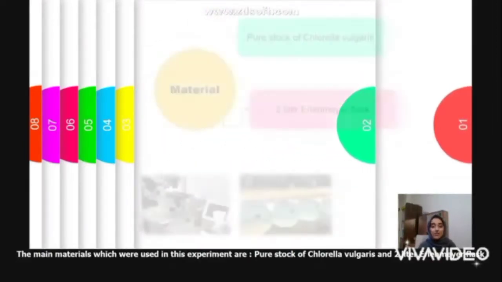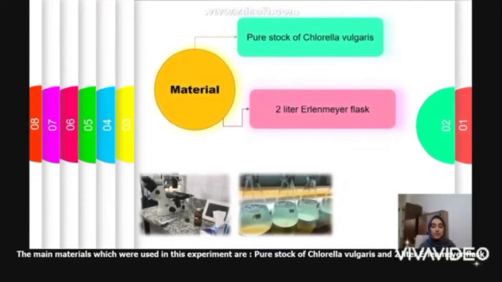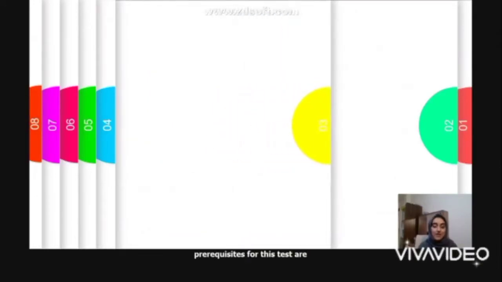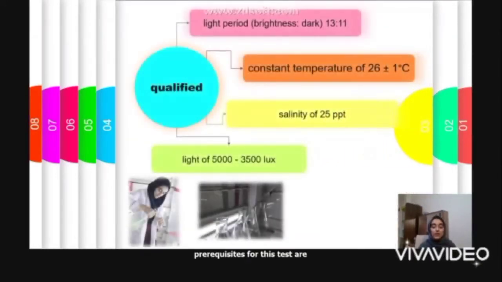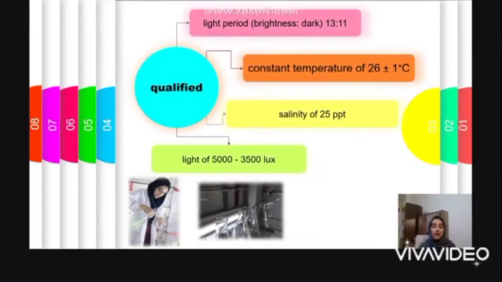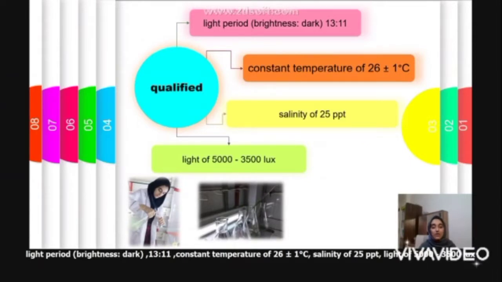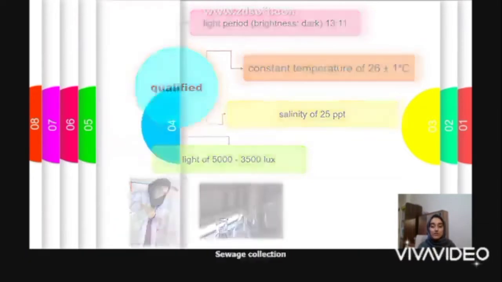The main materials used for these experiments are a pure stock of Chlorella vulgaris and 2-liter aluminum flasks. Prerequisites for this test are a light period, brightness torque 1311, a constant temperature of 26 plus or minus 1 degree Celsius, salinity of 25 ppb, and light of 5000 and 3500 lux.